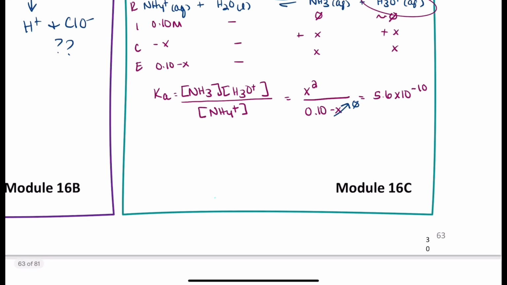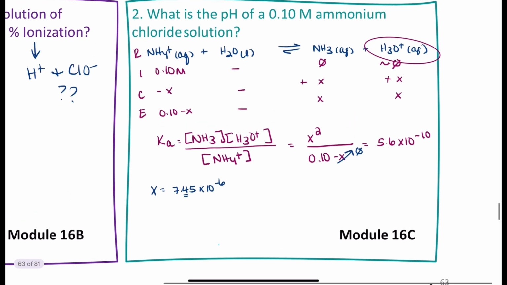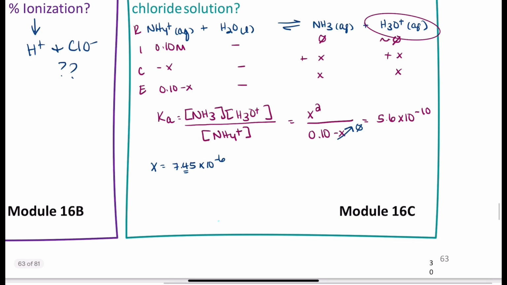Let's go ahead and solve this out. Let's see what is the actual numerical answer for x. x is equal to 7.5 times 10 to the minus 6. Two sig figs because I started with 1.8 for the Kb value from the table, therefore I have two sig figs here. But remember what x represents. x represents the hydronium concentration in my equilibrium.